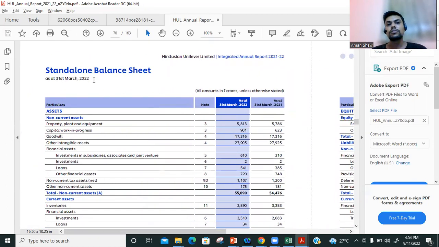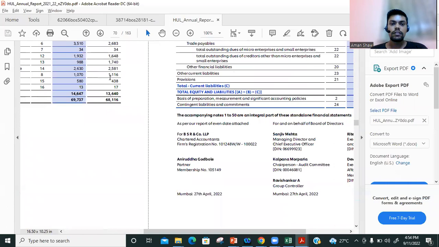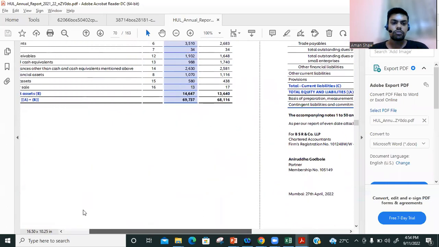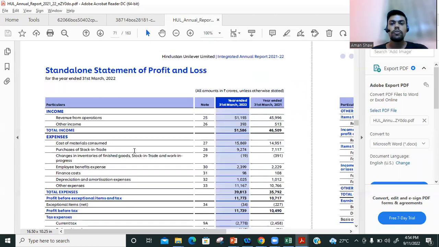So this is the balance sheet of HUL, suppose. You go to a company and they give you the financial statements of the company. First they give you the balance sheet, and attached is the profit and loss as well. Yes, balance sheet, and here is the profit and loss.